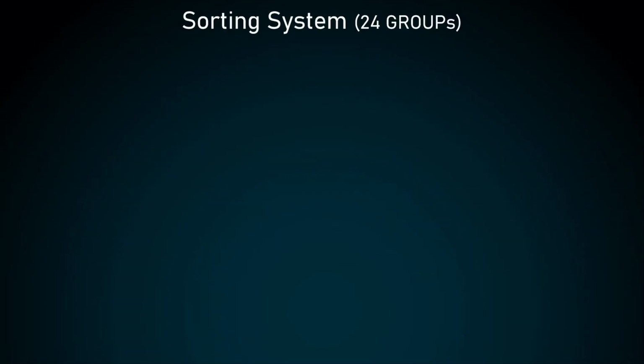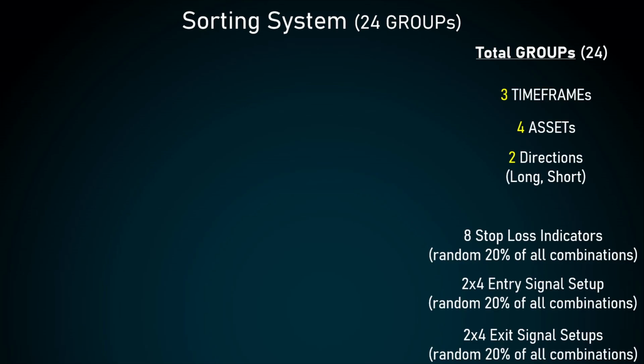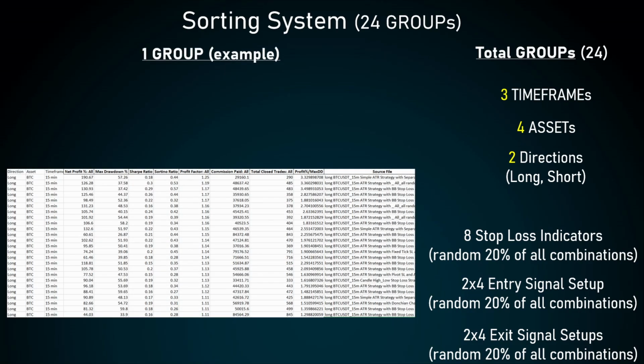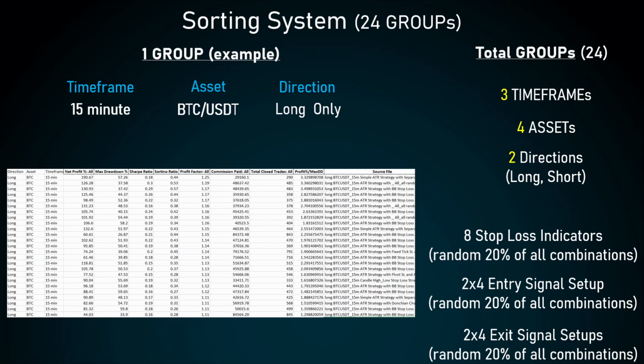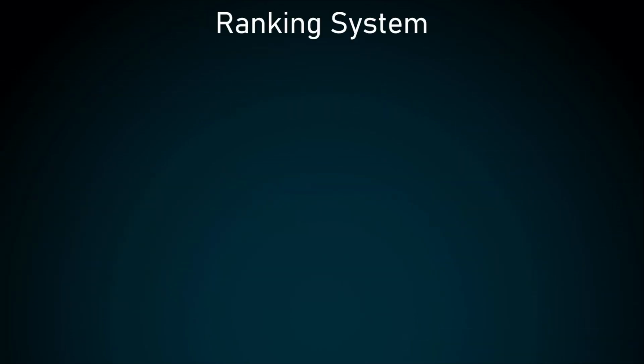Once I got all the backtest results, I had 192 spreadsheets, so I had to sort them into different groups. For sorting, I created 24 groups. One group is for one timeframe, asset, and trade direction combination. As I tested 3 timeframes, 4 assets, and 2 trade directions, 3 times 4 times 2 comes out to 24 groups. Here you can see one group example, backtest results for the BTC USDT 15-minute chart, longs only. In this group you can find all the stop loss indicator backtest results for the BTC 15-minute chart, long only direction. Now let's see the ranking system.